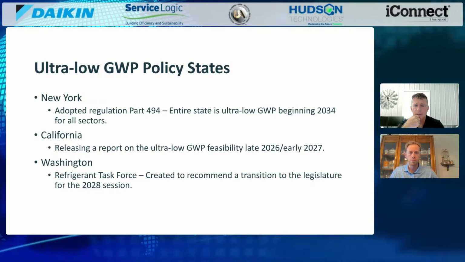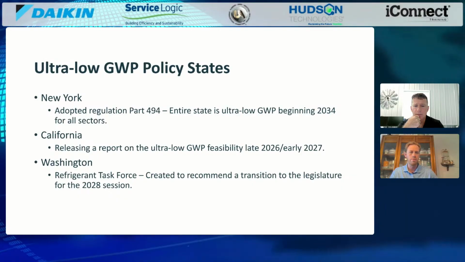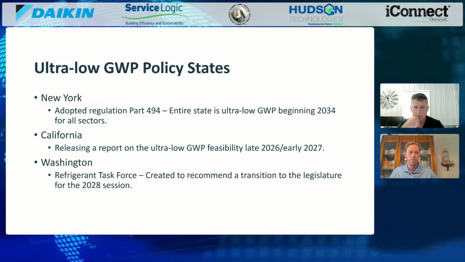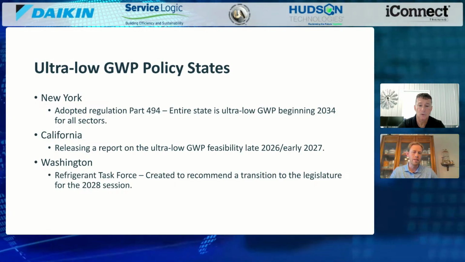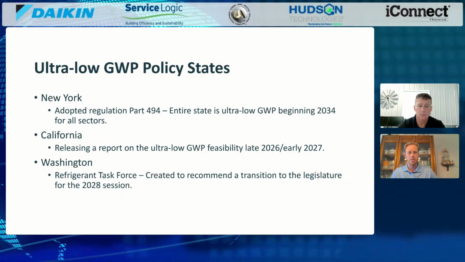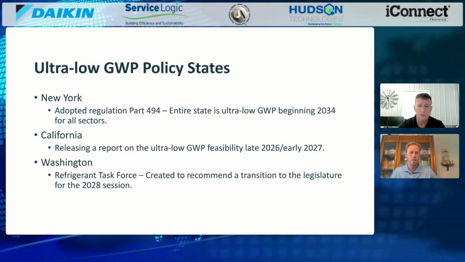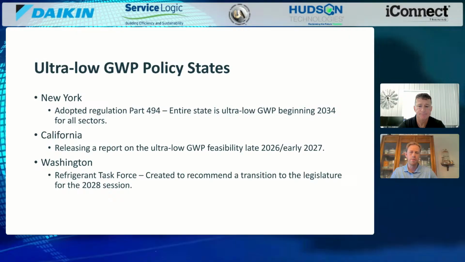Then you go over to California. They're a little behind on releasing the report that's going to have the ultra low GWP feasibility. That will then allow a policy to follow afterwards. We're expecting it either late this year. I'm thinking it's going to come out in December, just in time for the legislative session and the process of early January or early 2027.